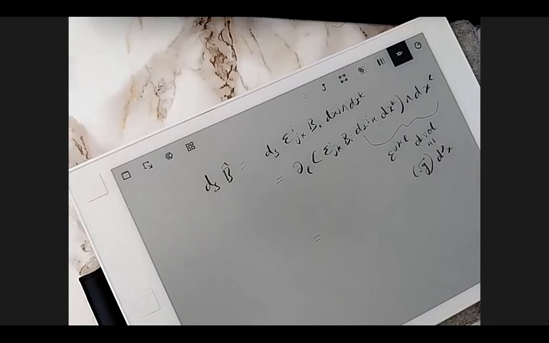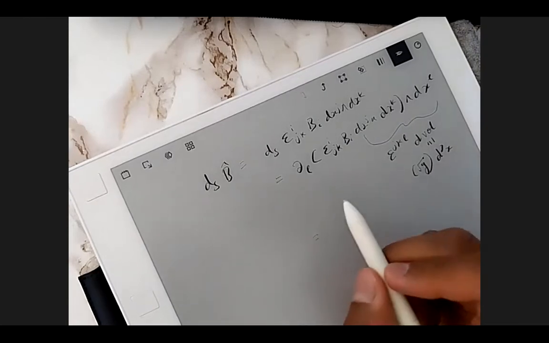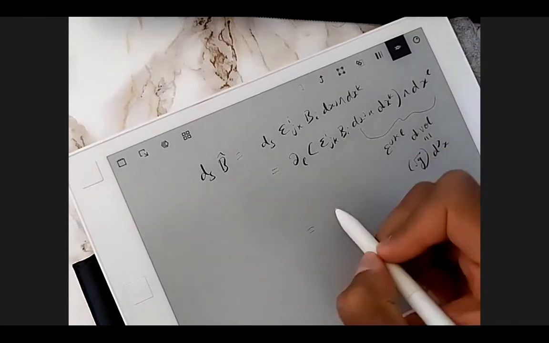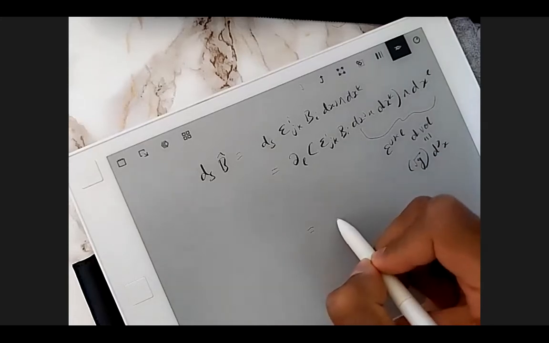Not really. Epsilon is really the densitized epsilon. If you're doing this on a curved space, you're trying to obtain a volume element, and the volume element always involves a determinant of the metric. Okay, cool. But for now, let's just ignore that because we're on flat space. So what do we have here?